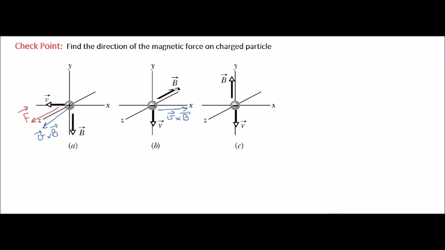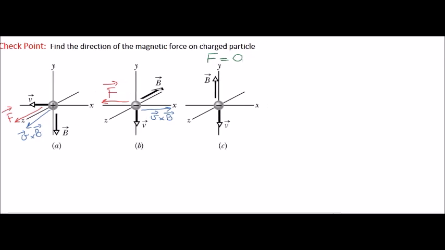So we have a negative charge, so the force is in the opposite direction of V cross B. So it's in the minus X direction. What about the last case? Well, V and B are in the same line, they are collinear, or even parallel to each other. So here the force is 0. This is the way to solve this problem by the right-hand rule.